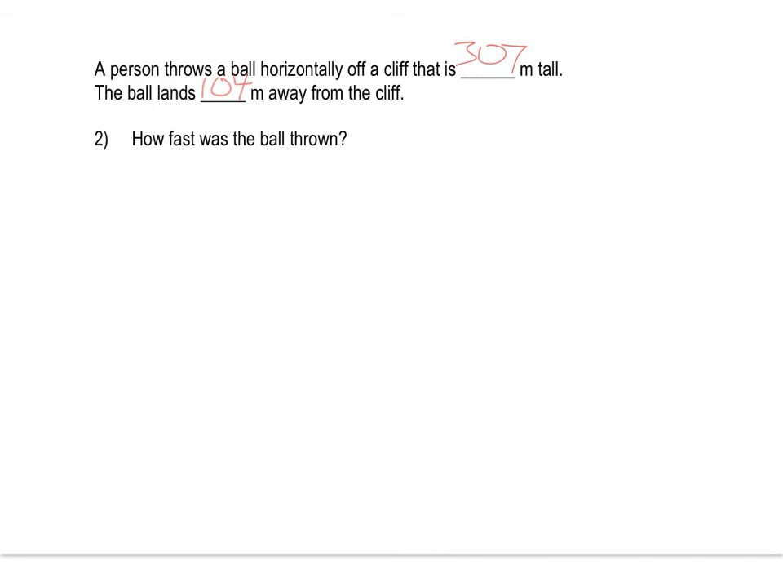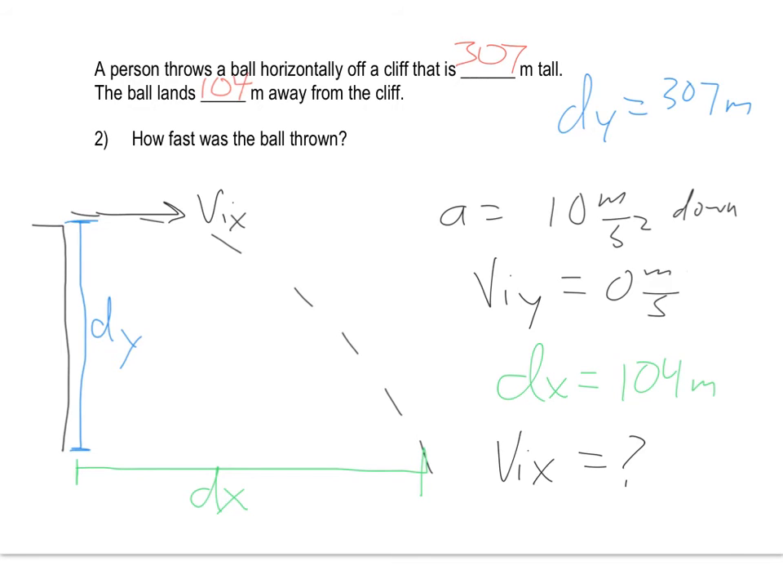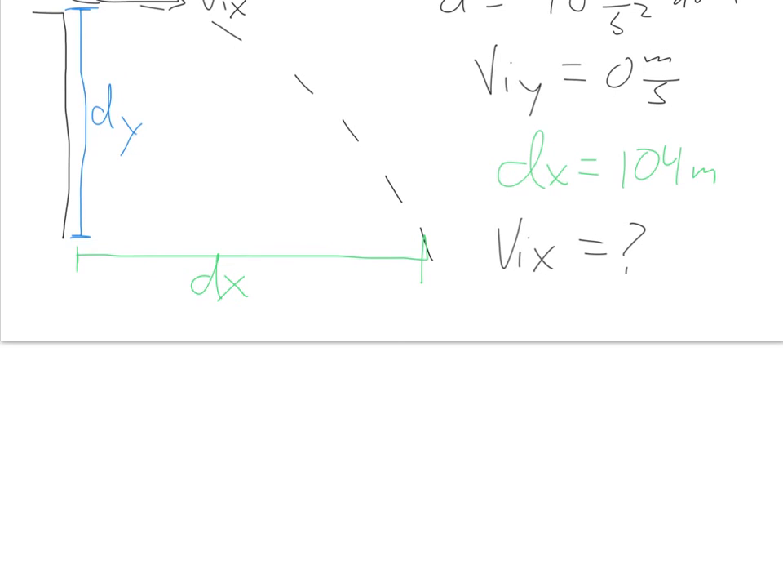Once I have that time, the rest of the problem becomes really easy. So question 2 says, well, how fast was the ball thrown? If I look at my picture here, my unknown is this VIX. This is how fast the ball was thrown. And I just went through all that trouble to get the time that this thing was in the air. So let me write that again. Time equals, we found, 7.836 seconds. The trick is that we know the ball lands 104 meters away. That's part of our given information. We call that the range.